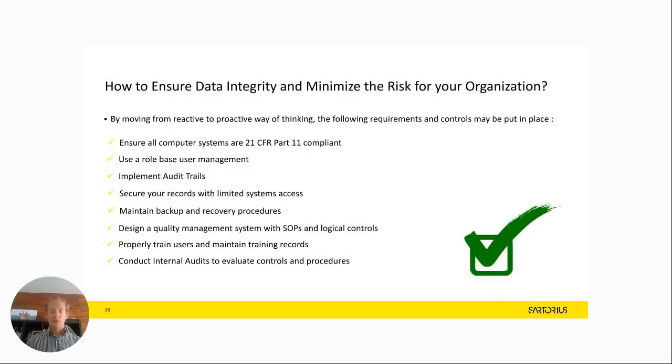Okay, those were a few examples from daily work from my customers here in the US, where we talked about and had actual cases. So all over, how do we achieve data integrity? How do we minimize risks for your organization? Ensure all computer systems are 21 CFR Part 11 compliant.